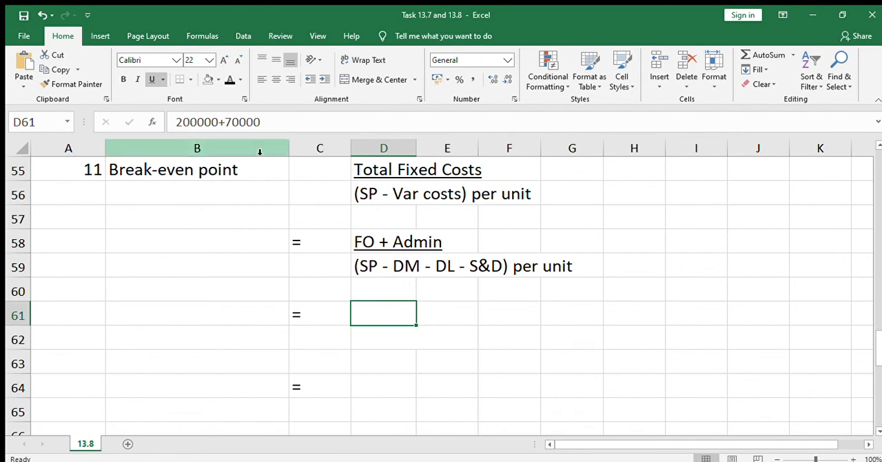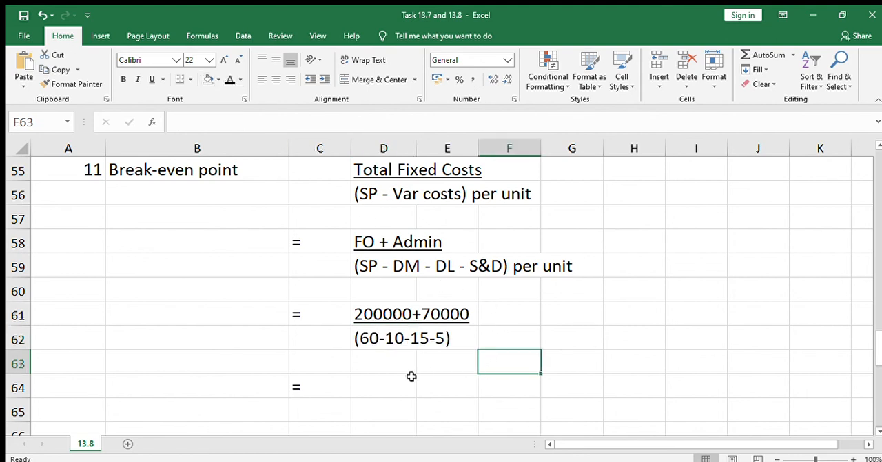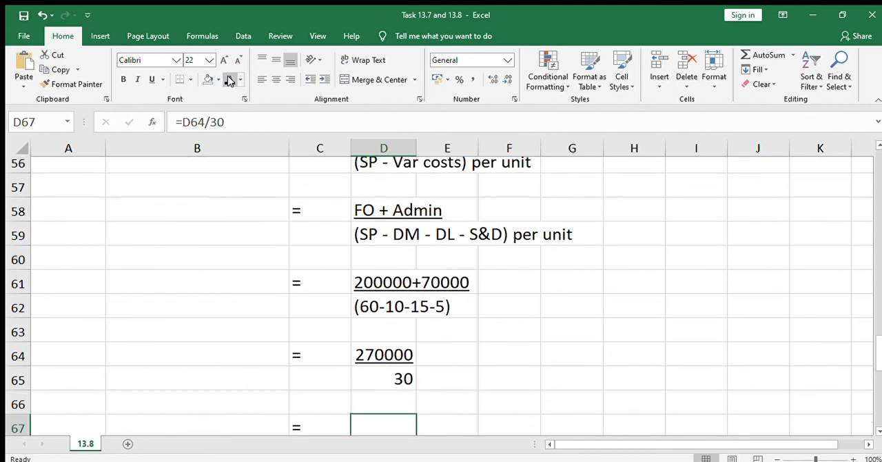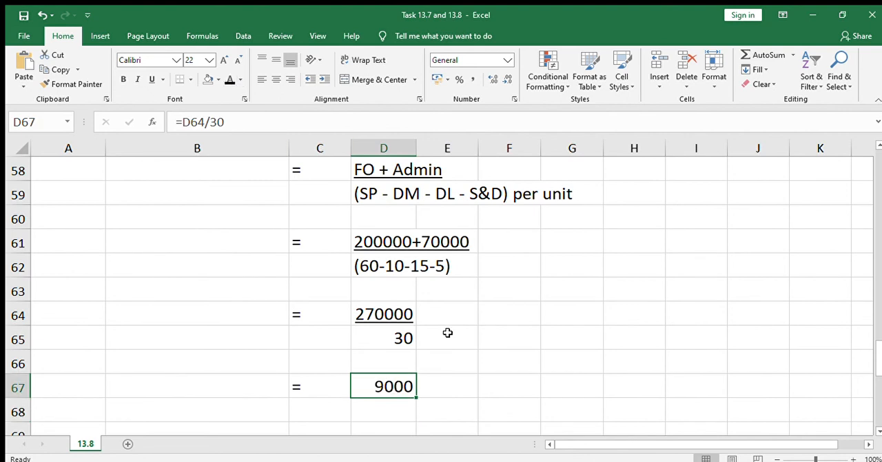So our factory overheads from the production cost statement is 200,000 and the administration cost from the income statement is 70,000. The selling price was given to us at 60 Rand. Our direct material cost 10 Rand, direct labor cost 15 Rand and selling and distribution 5 Rand. Then you wouldn't have to show this step in exams, to get our final answer of 9,000 units. That's all there is for this question.